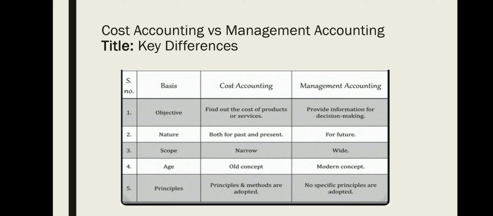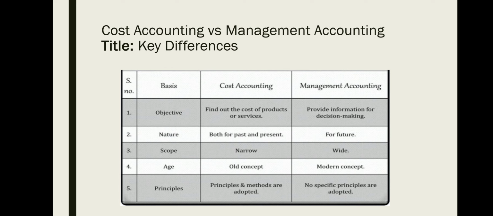Okay, next one is nature. Cost accounting deals with both past as well as present, but as we have just discussed, management accounting is only for the future, because we have to take decisions in future and make plans for the future. Next one is scope. Cost accounting has a narrow scope, but management accounting has a wider concept. And one more thing, financial accounting and cost accounting are both old concepts, but management accounting is a newly developed concept, so that's why it is also called a modern concept.